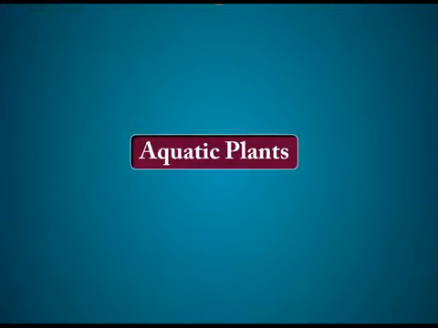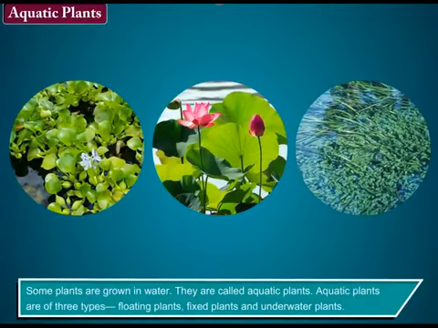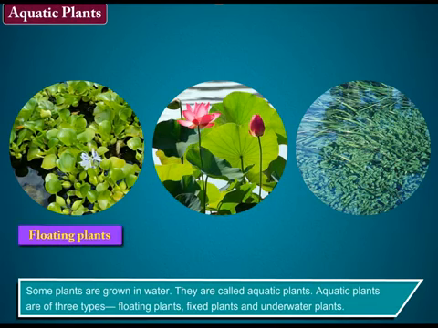Aquatic plants. Some plants are grown in water. They are called aquatic plants. Aquatic plants are of three types: floating plants, fixed plants, and underwater plants.